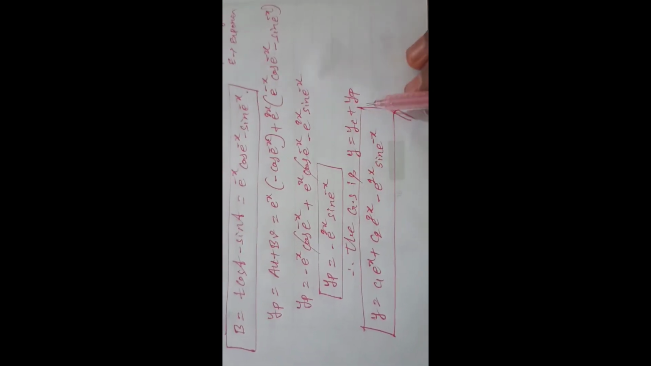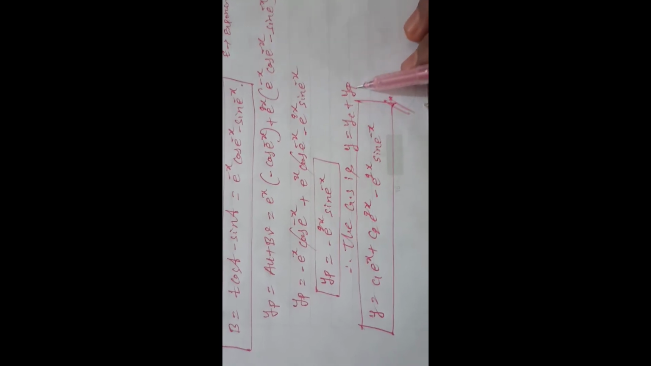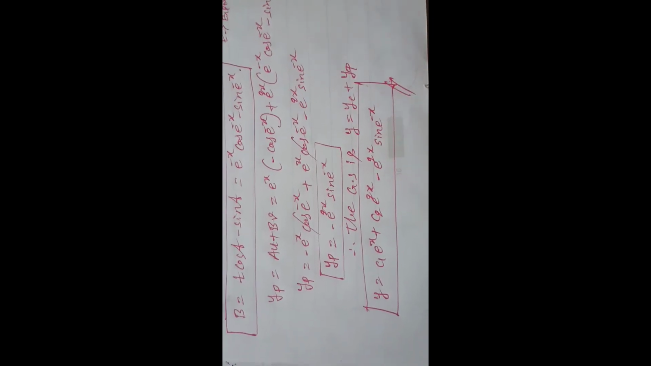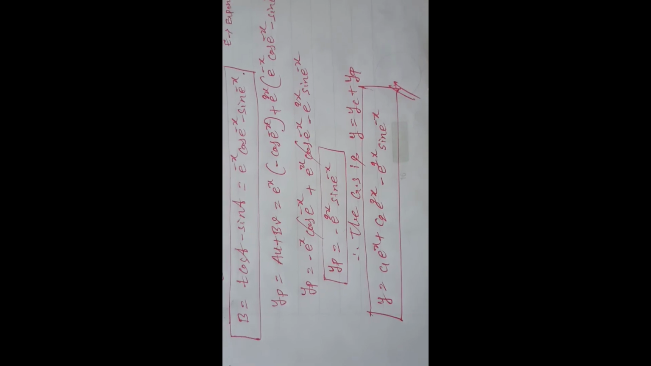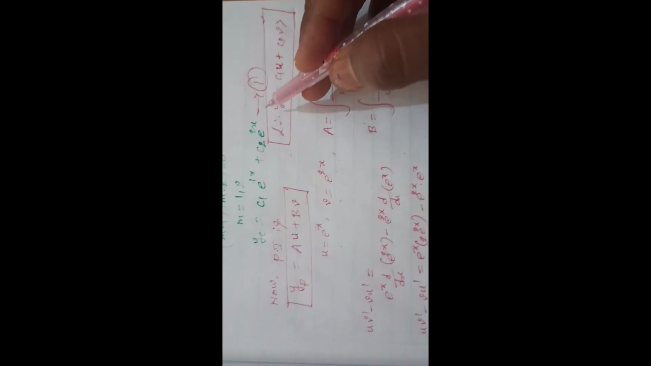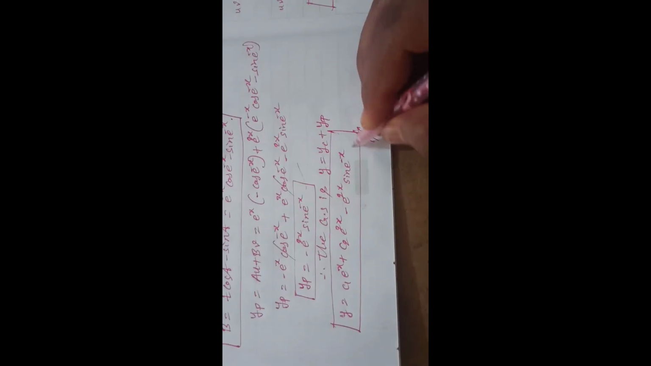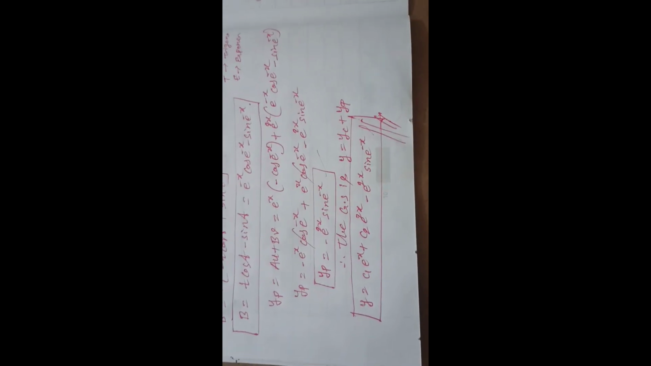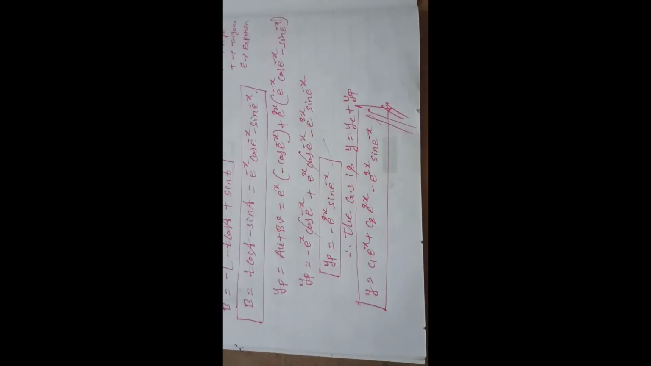When you add complementary solution and particular integral solution only, then it is a general solution. So here the particular integral solution is this one we will get. The complementary solution is already there. So that means the sum of these two is the required solution. This is the process of how to solve a problem by using variation of parameters.